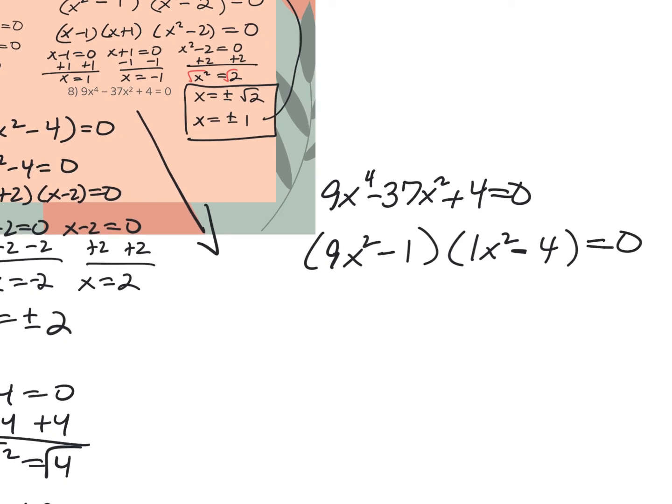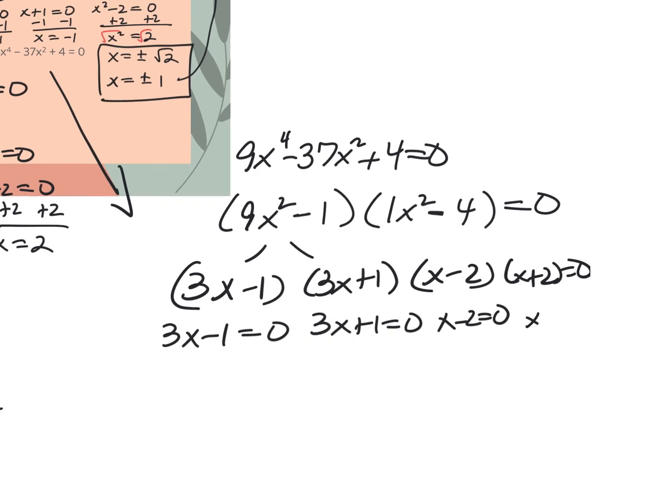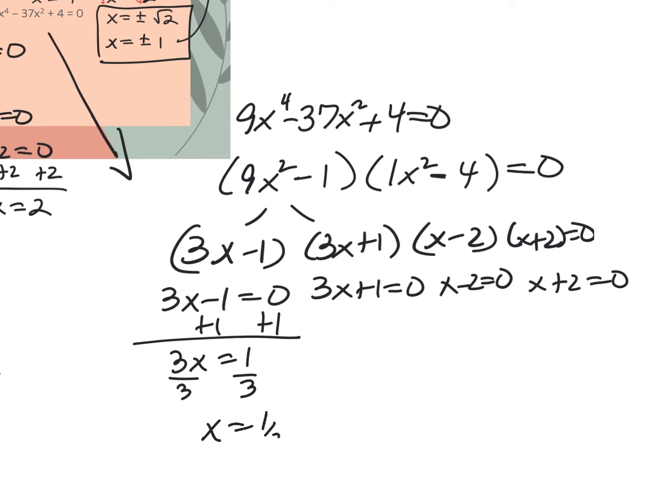So now I can keep going here, or I could use my square root method. Just remember, you're going to get plus and minus. But here, if I factor it, 3x minus 1, 3x plus 1, x minus 2, x plus 2. Set each one equal to 0. X plus 2. So add the 1. 3x equals 1. Divide by 3. So my first answer is x equals 1/3. This one will give me the negative 1/3.